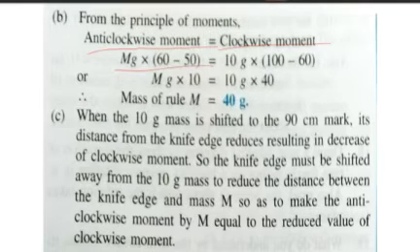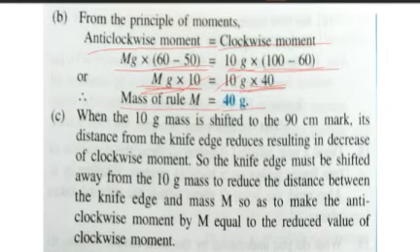Mg into 60 minus 50, and 10 gram into 100 minus 60, that is clockwise. So mg into 10, since 60 minus 50 is 10, equals 10 gram into 40, since 100 minus 60 is 40. So mg into 10 is equal to 10 gram into 40. So mass of rule M will be 40 gram, right? 10 will cancel, and mg will be 40.